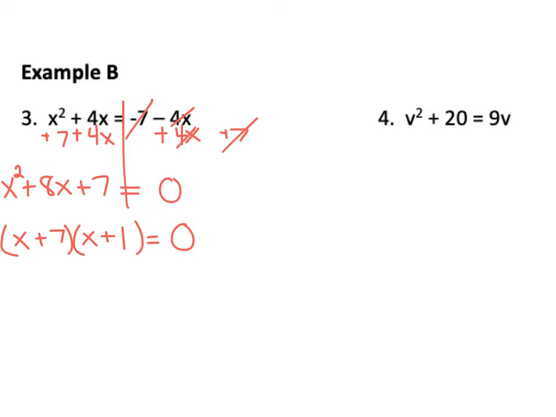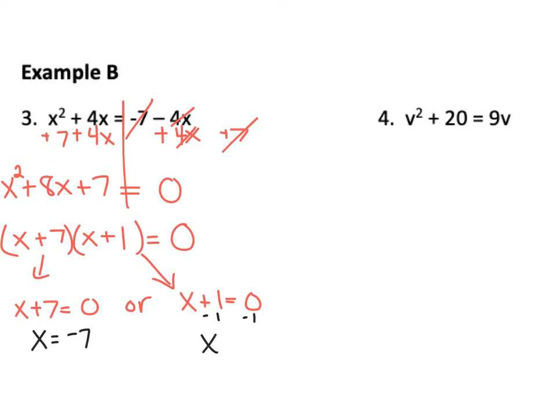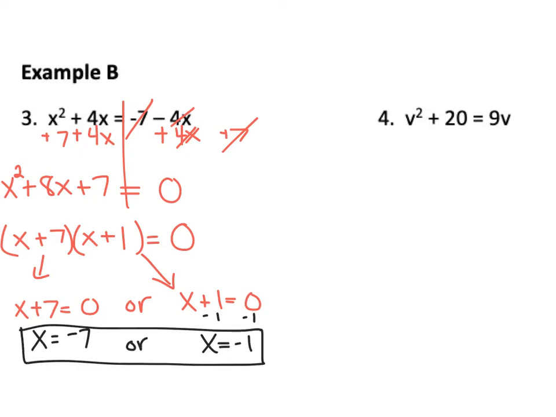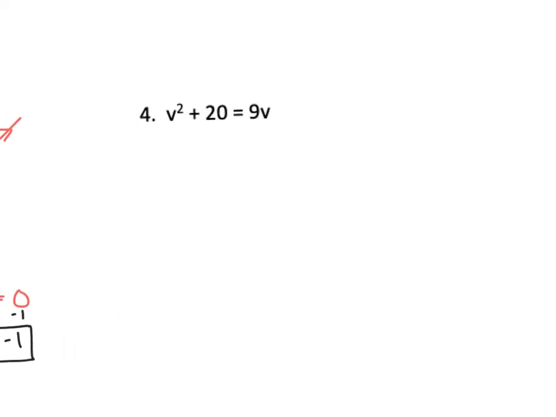Now I apply the zero product property, which says x plus 7 equals 0, or x plus 1 equals 0, and I will solve each of these. That gives me x equals negative 7 when I subtract 7 from both sides, and subtracting 1 from each side, I get x equals negative 1. So here are my two solutions. Again, these would be the x-intercepts or the zeros of the function. All right, number 4, I would like you to try on your own. Press play when you're ready to check your answer.